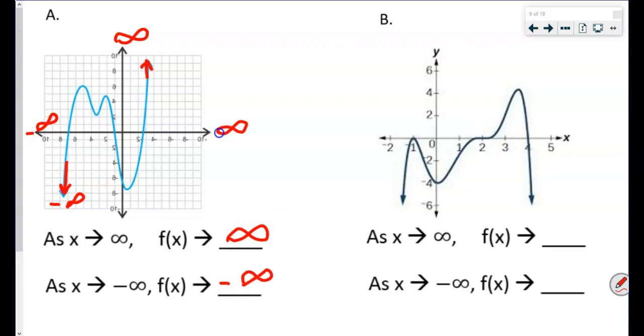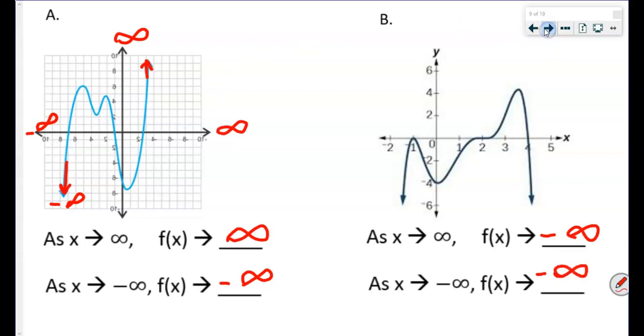And just recall that when they're odd functions, one of them is going to be infinity and the other one's going to be negative infinity. When it's even, they're going to head the same direction. So let's see if you guys can do B, C, and D and come back to me when you're done. This one's obviously even, and both are headed down, so it's negative infinity, negative infinity.